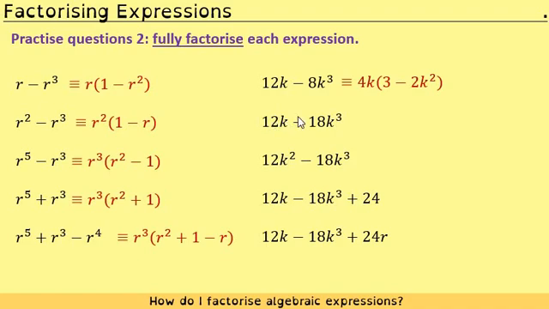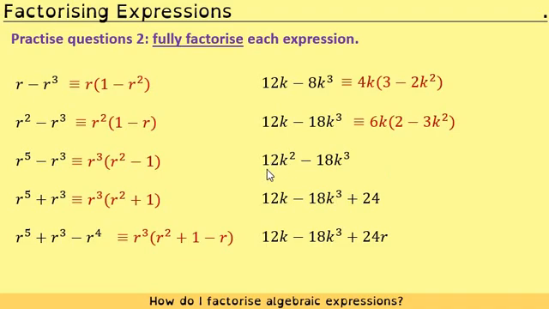Next, we have 12 and 18 as our numbers, so the greatest possible number would be 6 this time, and k and k cubed, the greatest possible letter we could take out is just k. So we take out 6k, and that leaves us with 2, and then minus 3k squared from the second term.